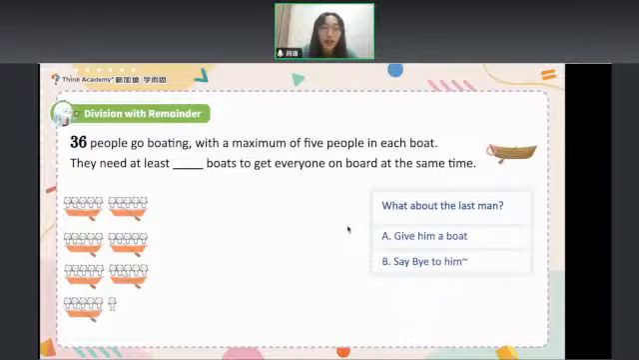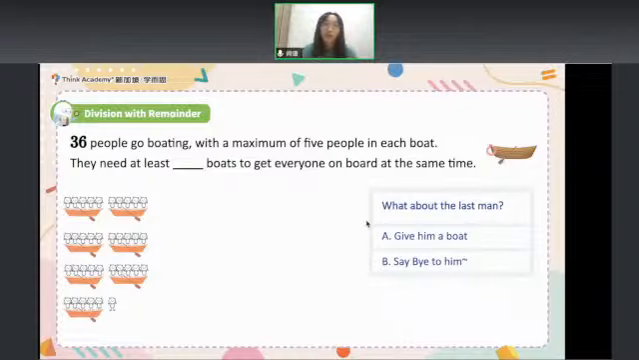So following this, let's try another one. 36 people go boating with a maximum of 5 people in each boat. They need at least how many boats to get everyone on board at the same time? Okay. Yeah, I just show you 36 people, right? The answer is very obvious. But I have a question. What about the last man?